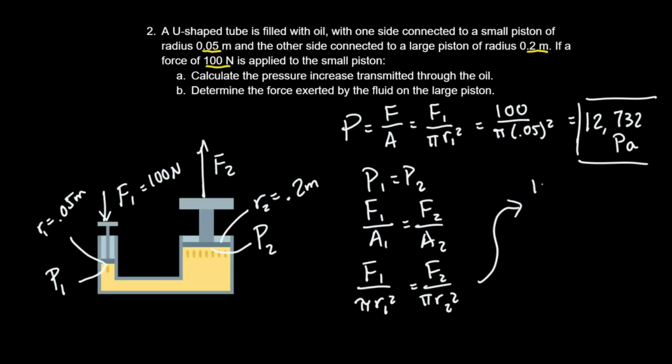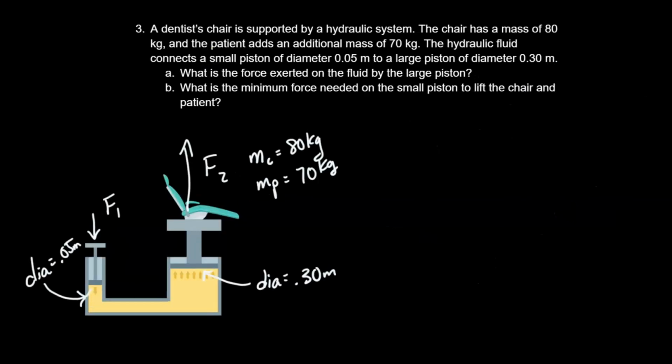Next, we're going to substitute 100 for F1 divided by pi r1 squared, and we know the pi's cancel out right here. So we know R1 is 0.05, and that's going to be squared. And then we're looking for F2. R2, they told us in the question, is 0.2 meters, and that's going to be squared. And then solving for F2, I'm going to multiply 0.2 squared on both sides, and then we're going to solve for F2, and we get 1,600 newtons. All right, now we'll take a look at question number 3.